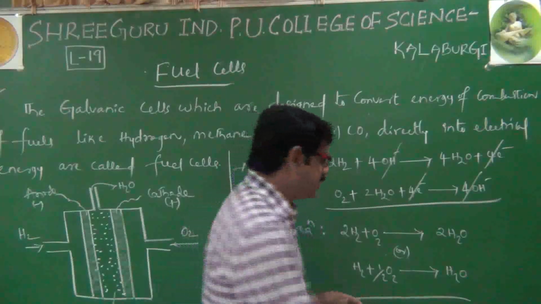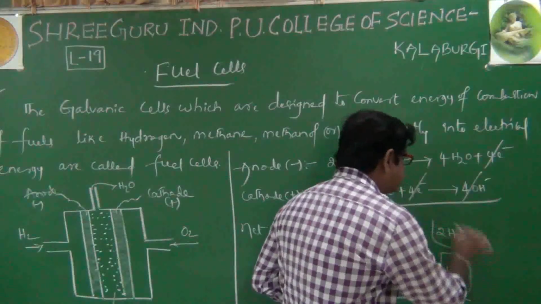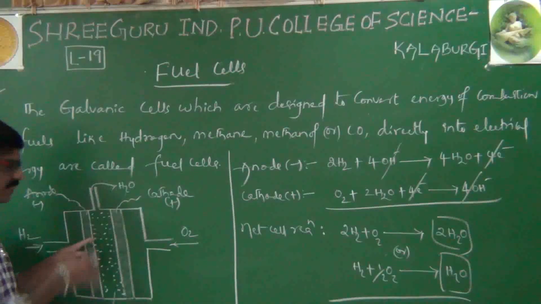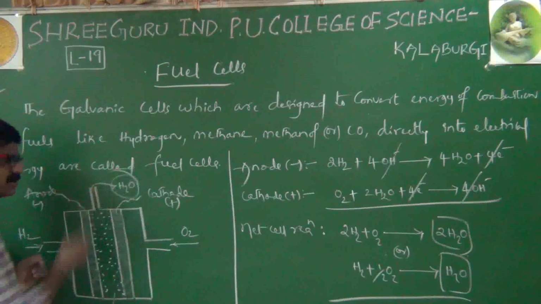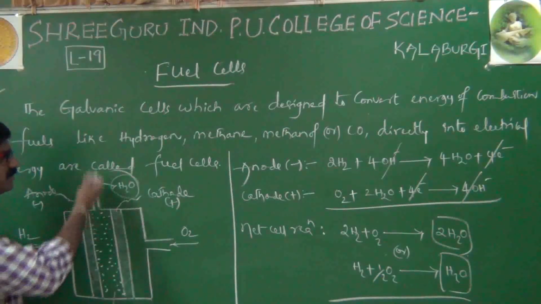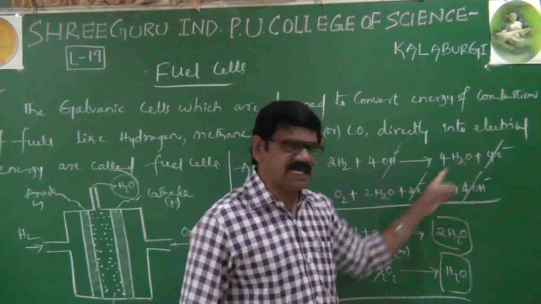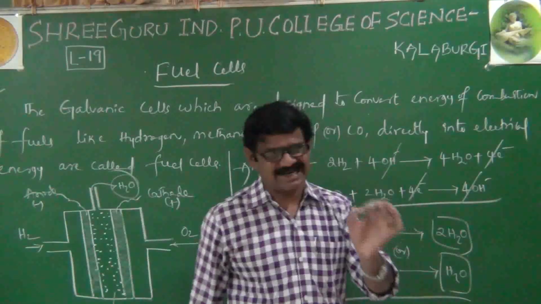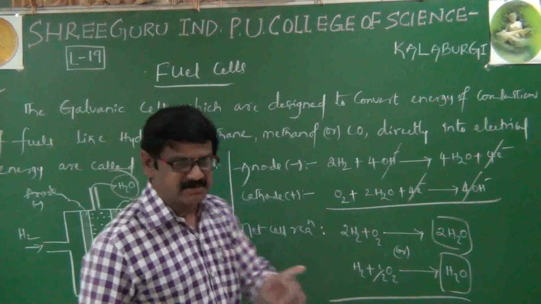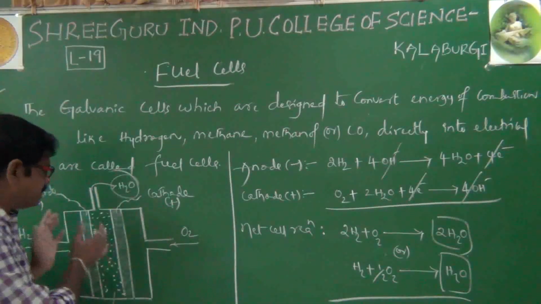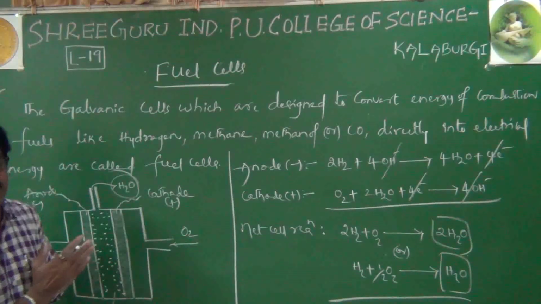Means ultimately we are getting a water molecule also. That we have also shown in the diagram. This is the outlet for the water molecule. Right. Due to the movement of electrons from anode to cathode, current is produced, and at the same time water vapors are also produced from this H2O2 fuel cell.